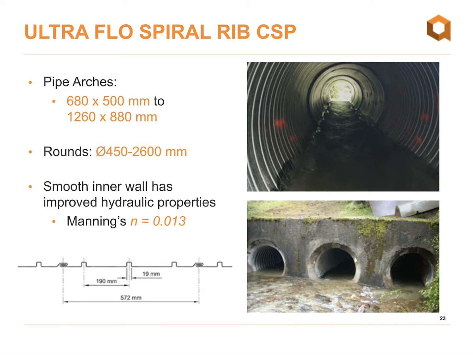So the key benefit of UltraFlow is that we have a smooth inner wall. So it's a very hydraulically efficient pipe product. So Manning's N is 0.013 compared to a Manning's N of say 0.03 with your typical corrugated steel system. So in terms of sizes that UltraFlow is available in, we do have pipe arc shapes, and then we also have round shapes up to 2,600 millimeters in diameter.